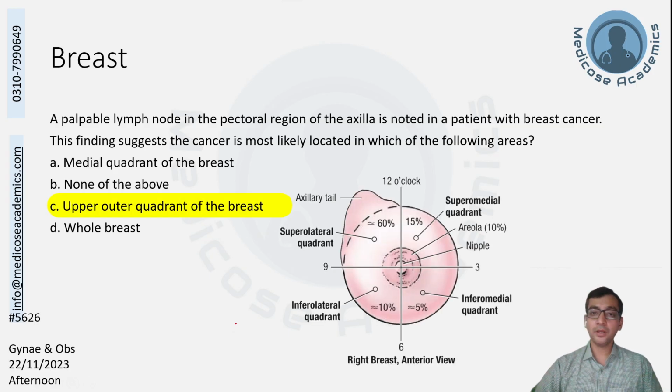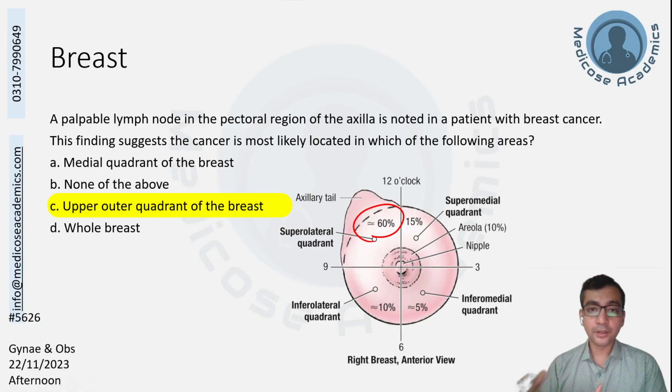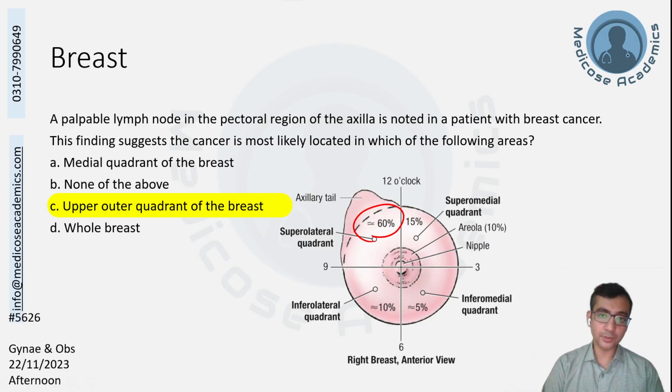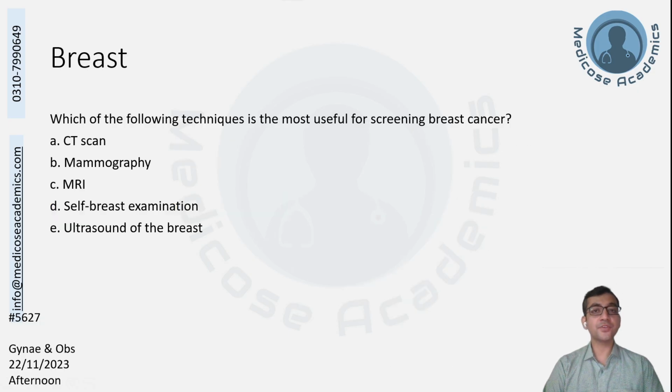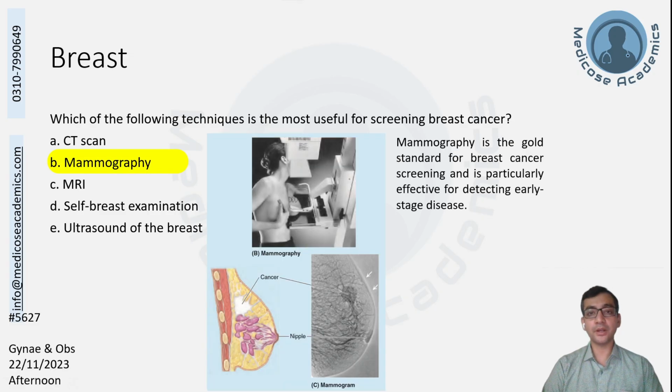And by the way, you should know the statistic that in general 60% of breast cancer is in the upper lateral quadrant. So even if you are not given any option and are asked where the breast tumor is most likely to be present, the answer will be the upper lateral quadrant. Which of the following techniques is most useful in the screening of breast cancer? That is mammography, one of the gold standards, basically the X-ray of the breast.